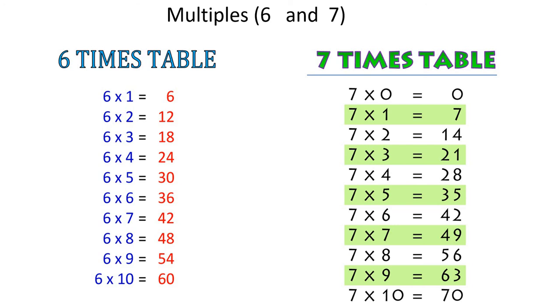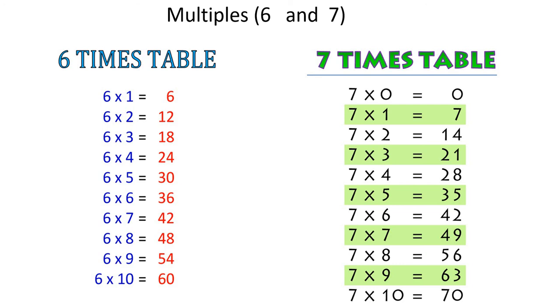You have here the 7 times table, starting from 0. 7 times 0 equals 0, 7 times 1 equals 7, times 2, 14, times 3, 21, times 4, 28, times 5, you have it, 35. We already know up to here. Then you start with 7 times 6. You already see it in the 6 times table. So it's 42, 49, 56, 63, and 70. All these are multiples of 7.